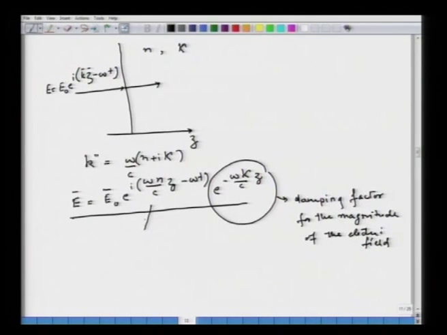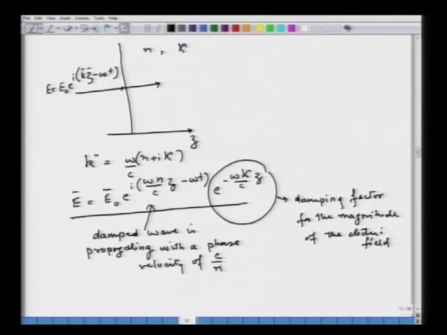And its speed is also changed by a factor n. So, the damped wave is propagating with a phase velocity of c by n. So, basically the c by n is the factor by which the velocity of the electromagnetic wave in the medium is reduced. And if you remember your high school science, n is defined as c over v, which is the velocity in the vacuum divided by the velocity in the medium.